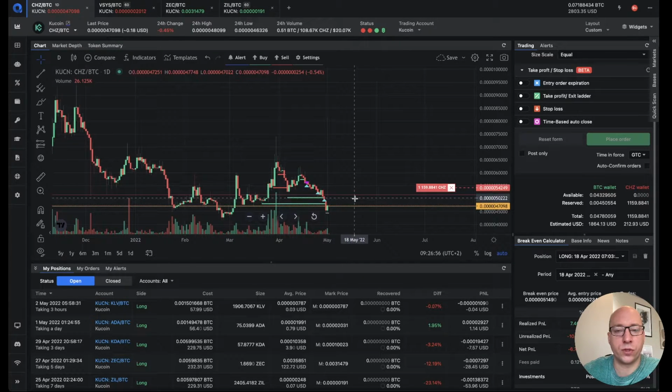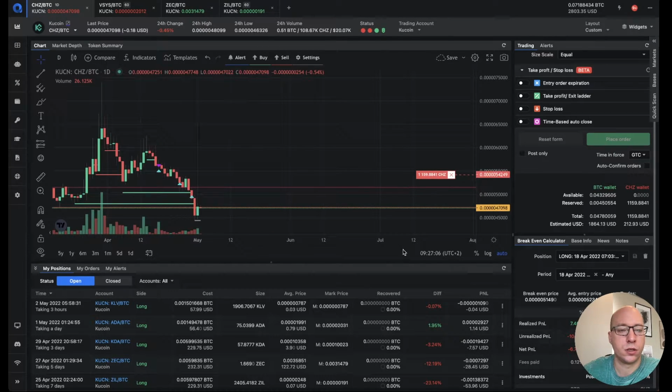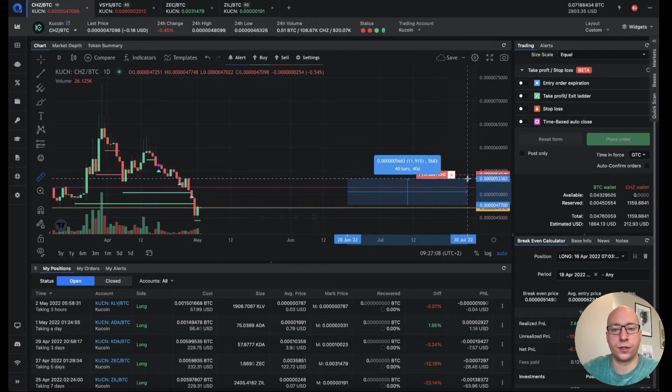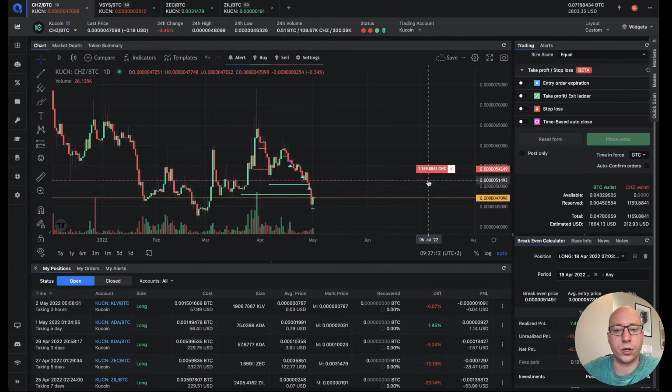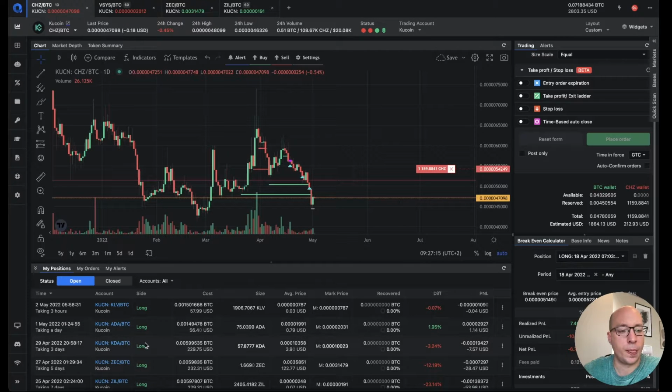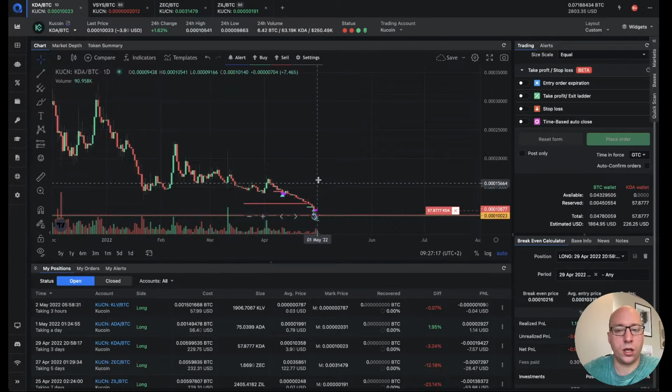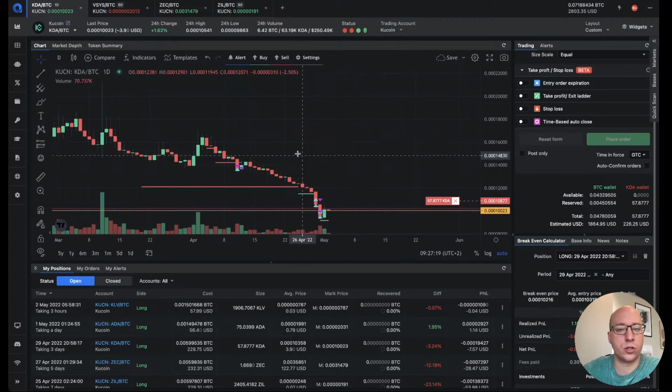It's still possible for this one to return. It just found some support here. So I'm not going to split it up just yet. 13%. No, I'm not going to do anything with this one yet. Then we have KDA. That looks like it's recovering.